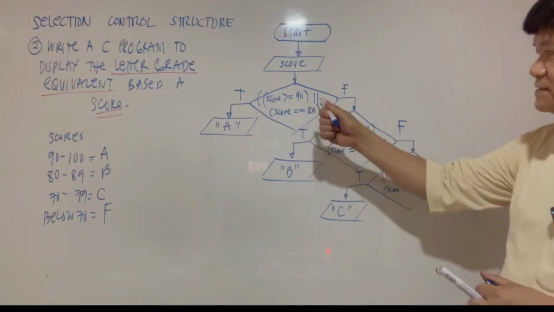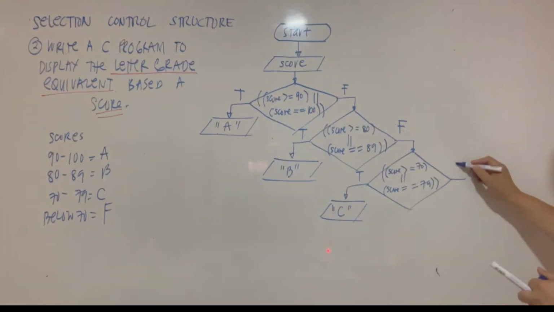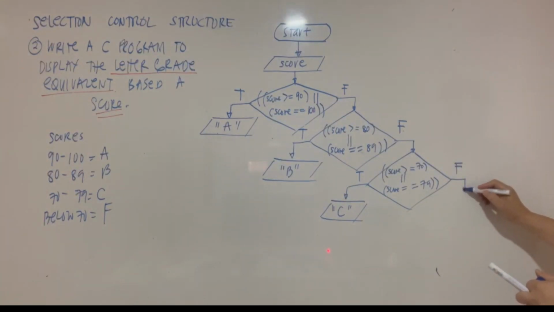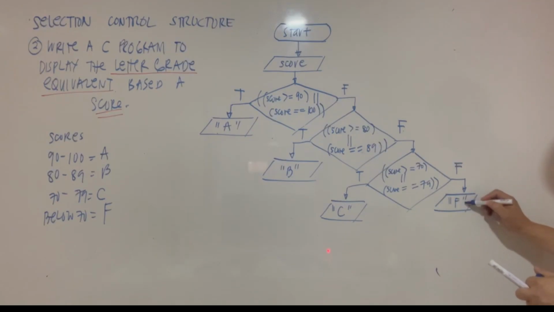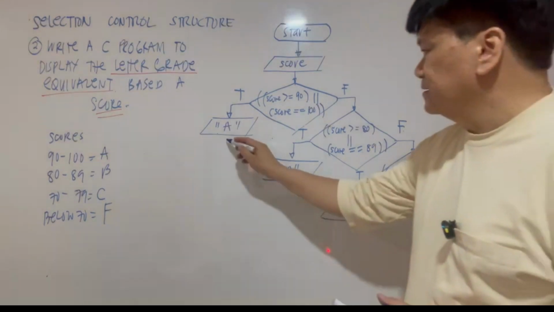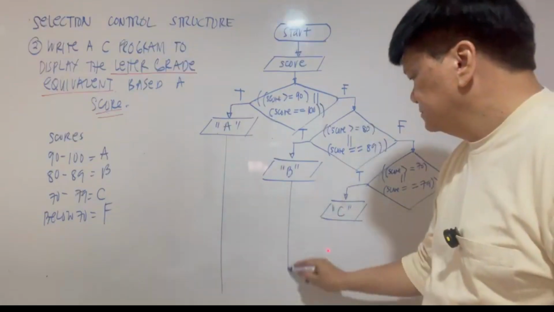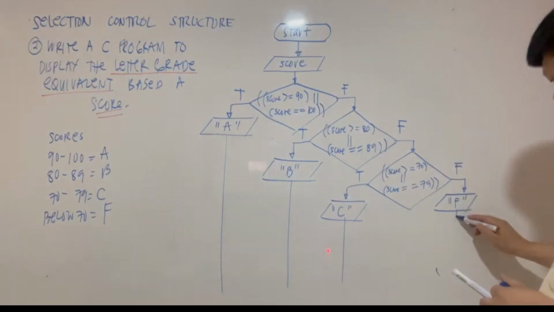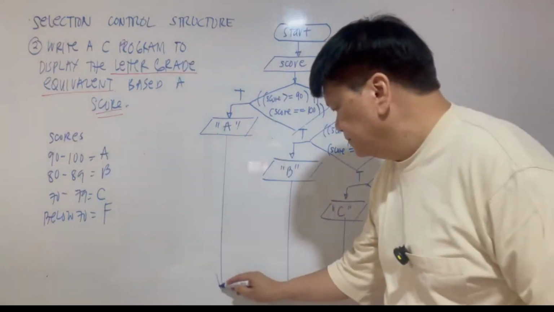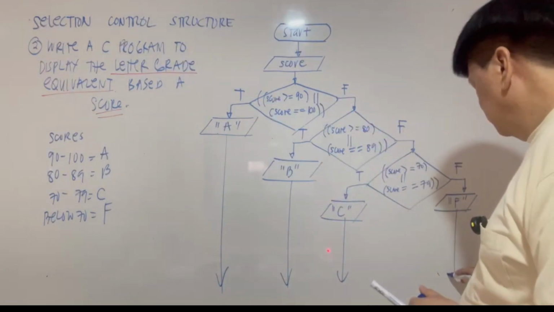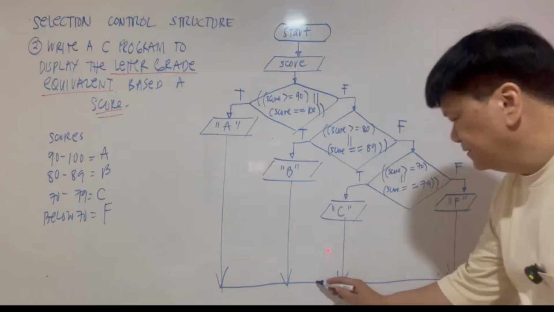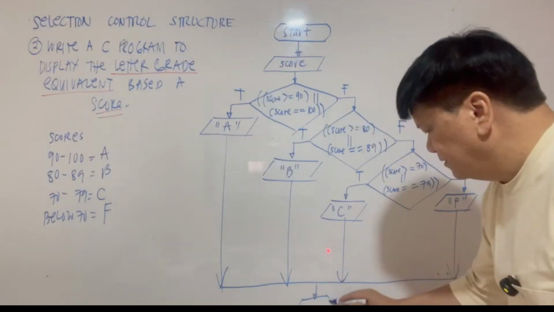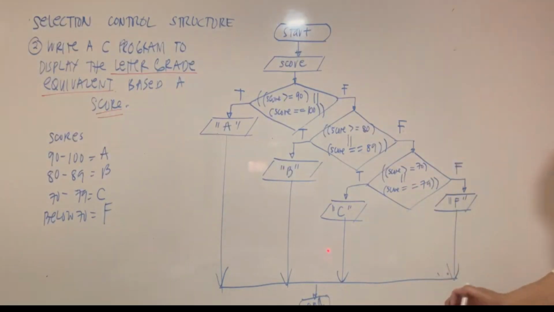Now if it is false here, false, false, then what will be the last? You can just simply say here, output the F. Then let's close this. You put the arrow like this one. Then we can just put a line here, and then end. So I am encouraging you to do also the same thing when you do the flowchart.